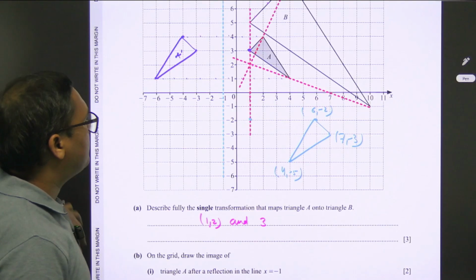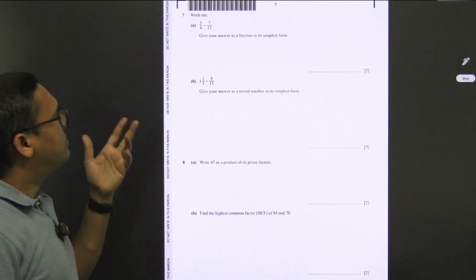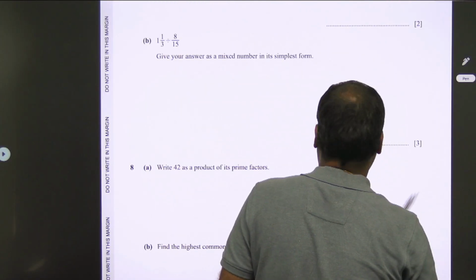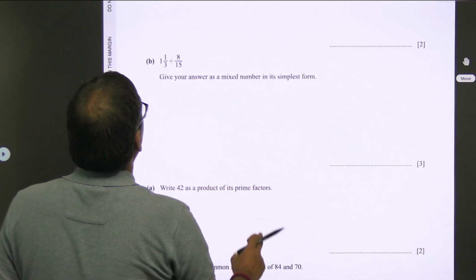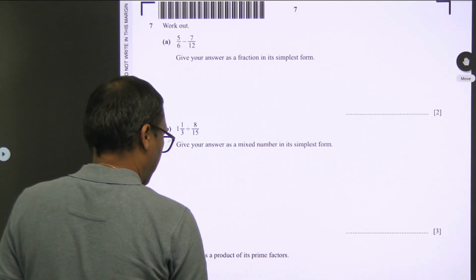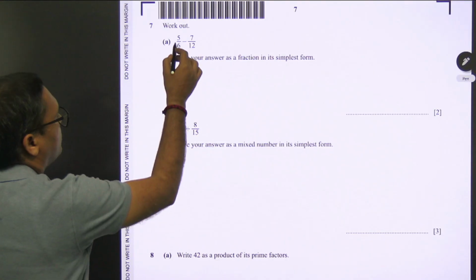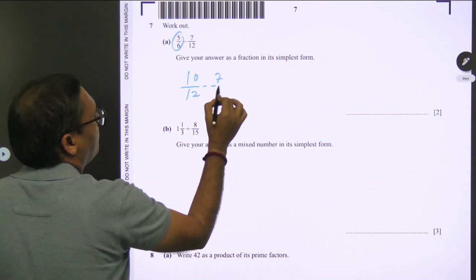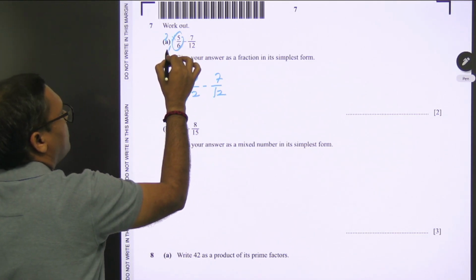Okay. So now let's move to the next question. Now this one is pretty easy. You have to just solve these values. This is question number 7. You have to simplify this fraction. So you can see you can make the like fraction. This is 10 upon 12 minus 7 upon 12, multiplied by 2 multiplied by 2.